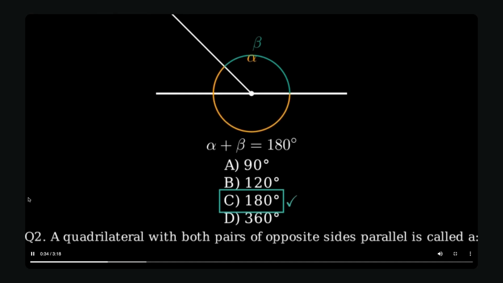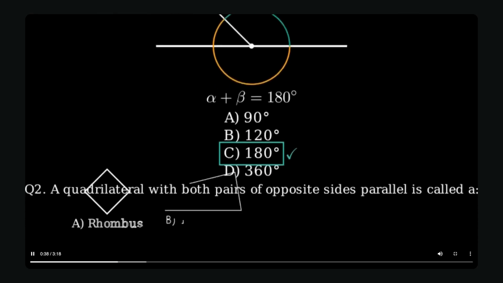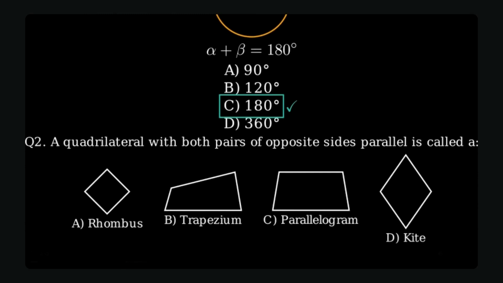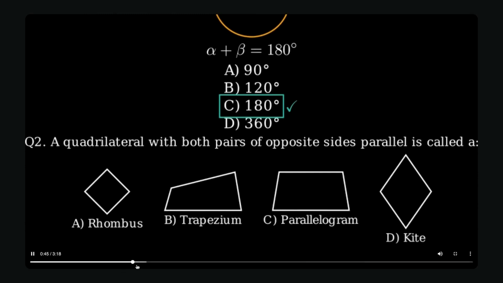Question 2. A quadrilateral with both pairs of opposite sides parallel is called what? Here are 4 shapes: a rhombus, a trapezium, a parallelogram, and a kite. Only the parallelogram guarantees that both pairs of opposite sides are parallel. So the answer is C, parallelogram.